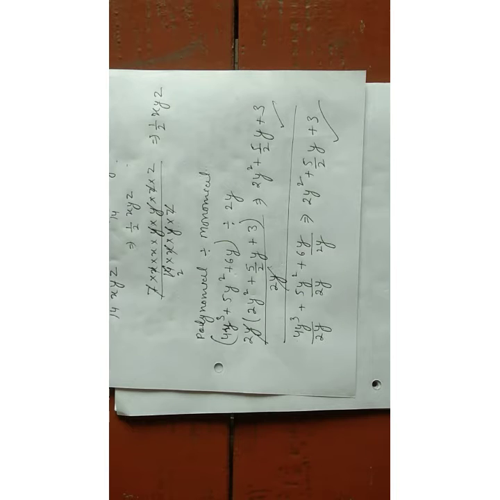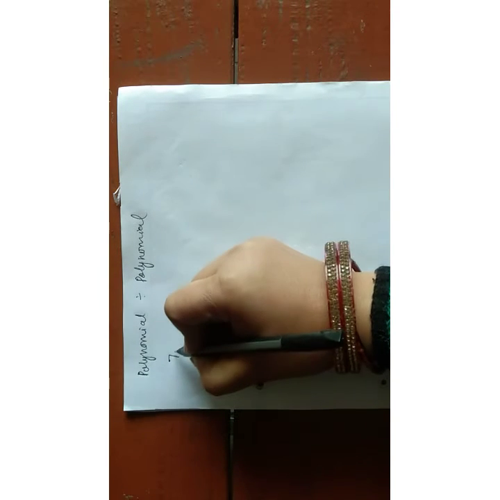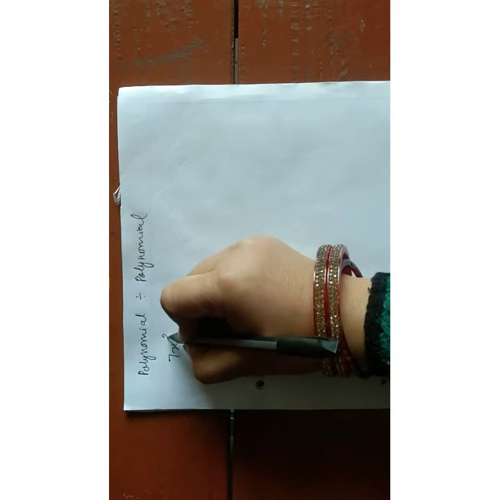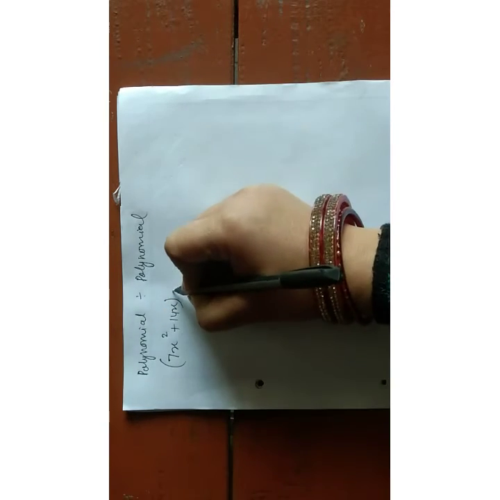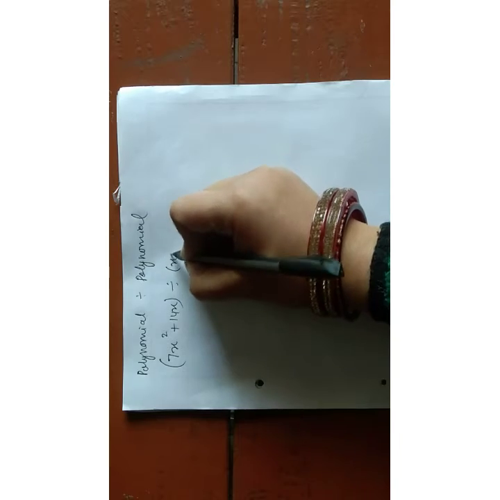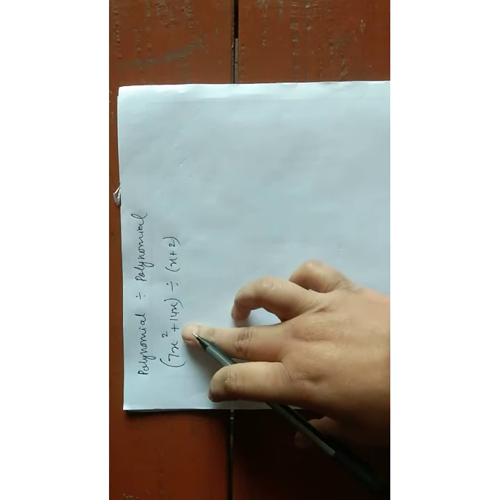Okay, now we will discuss division of polynomial with polynomial. Let's see how we divide polynomial with polynomial. Let us take one example. I have to divide 7x to the power 2 plus 14x, and it needs to be divided by x plus 2. So for this division, first of all, I have to factorize this numerator.